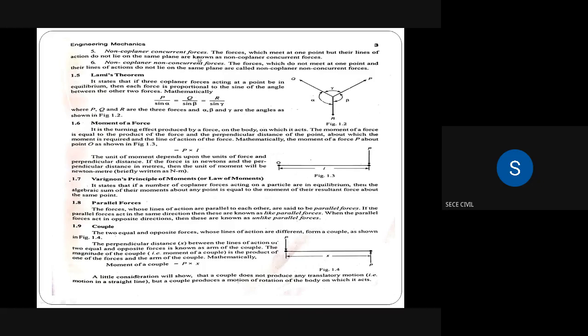Okay, so non-coplanar concurrent forces mean the forces may be in different planes but meeting at a common point. Okay, so that is non-coplanar concurrent forces.